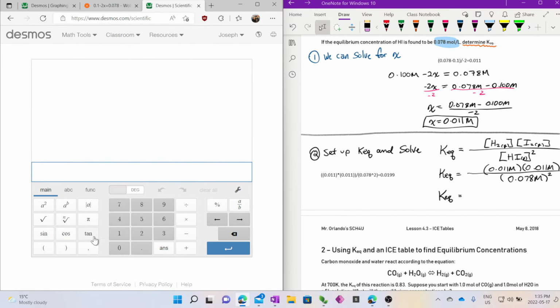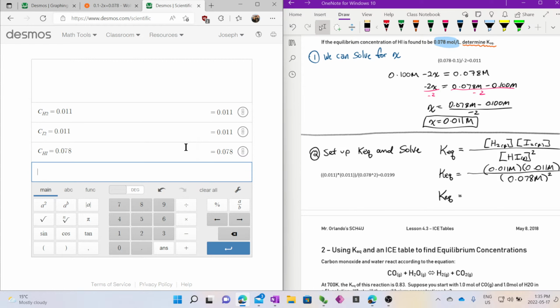It's just this. But again, it's wonderful. It also, can I show you something else? You can also declare things. Like if you want to, you could say the concentration of H2 is 0.011. The concentration of I2 is equal to 0.011. And the concentration of HI is equal to 0.078.